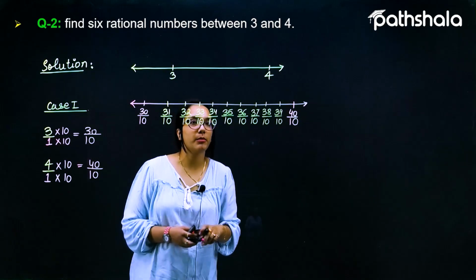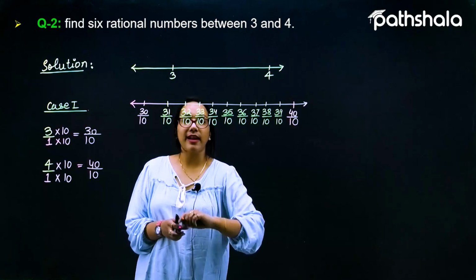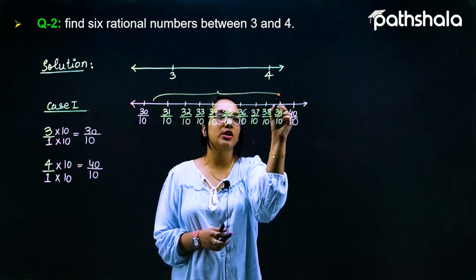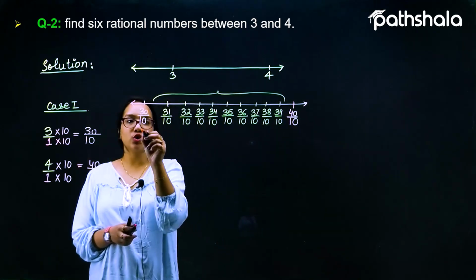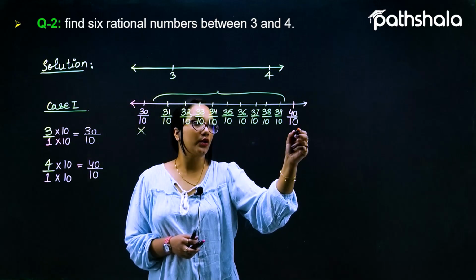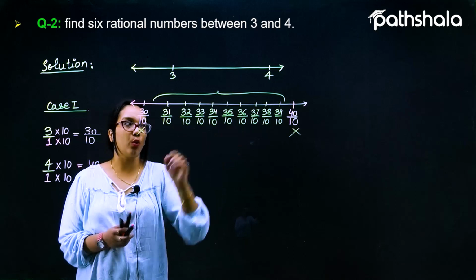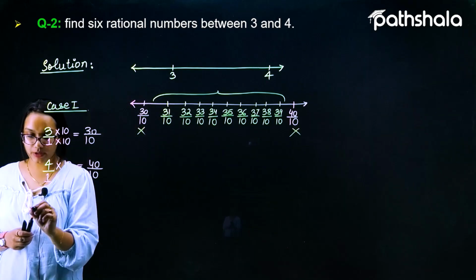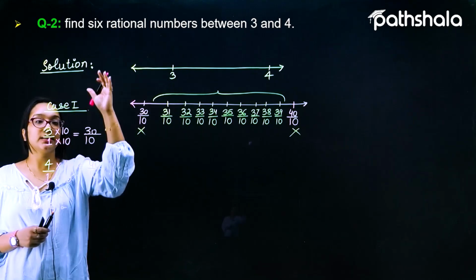So after counting the numbers between 30 by 10 and 40 by 10, we have calculated all these rational numbers lying in between them. We have to exclude the first and the last number, because we are talking about finding the numbers in between 3 and 4. So what will be the answer? We have to find the 6 rational numbers.